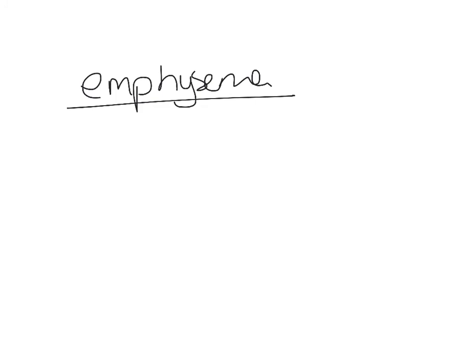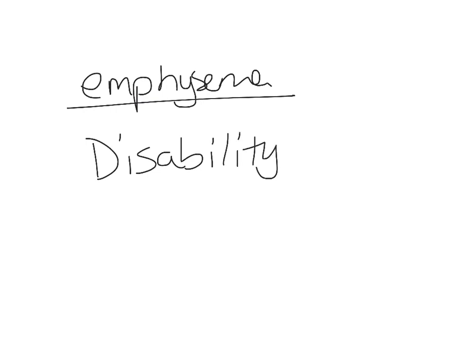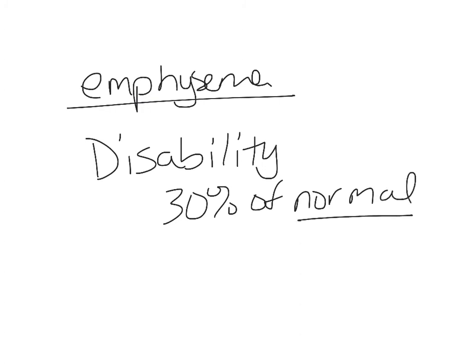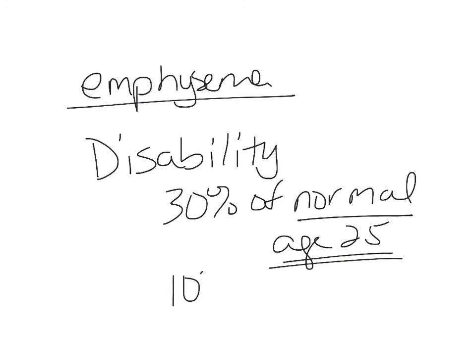A disability will occur. They'll say a person has a respiratory disability if their lung capacity is only 30% of normal, and normal is measured at age 25. So pretty high standards there. A 25-year-old is going to have pretty good respiratory function. Okay. Death will occur if the respiratory function is only 10% of their lung capacity.